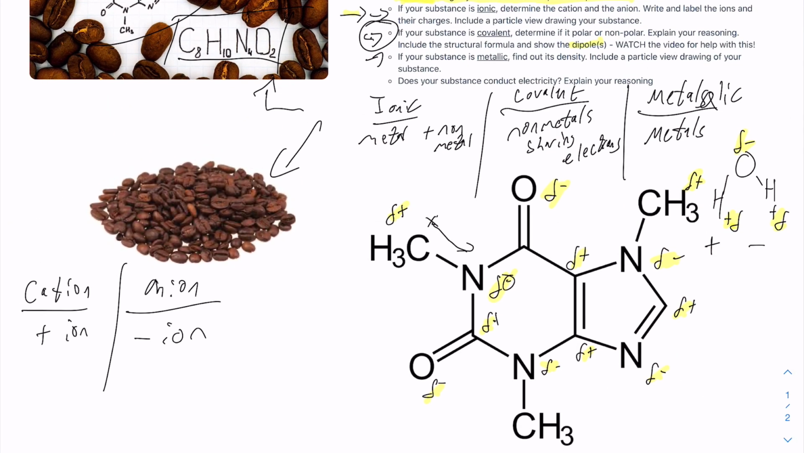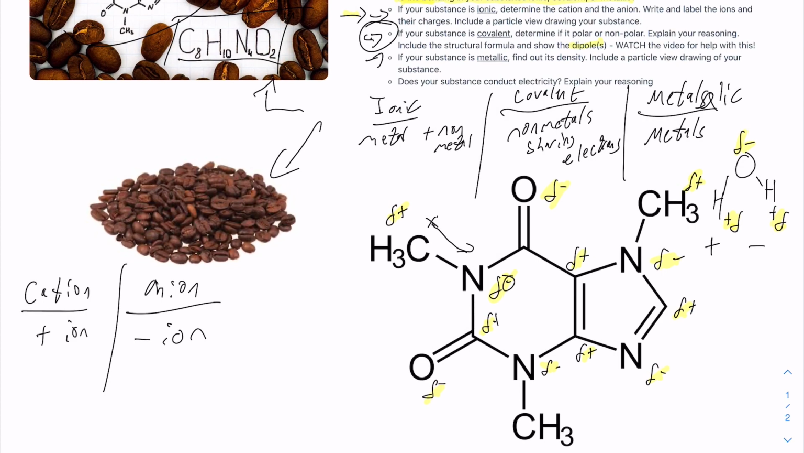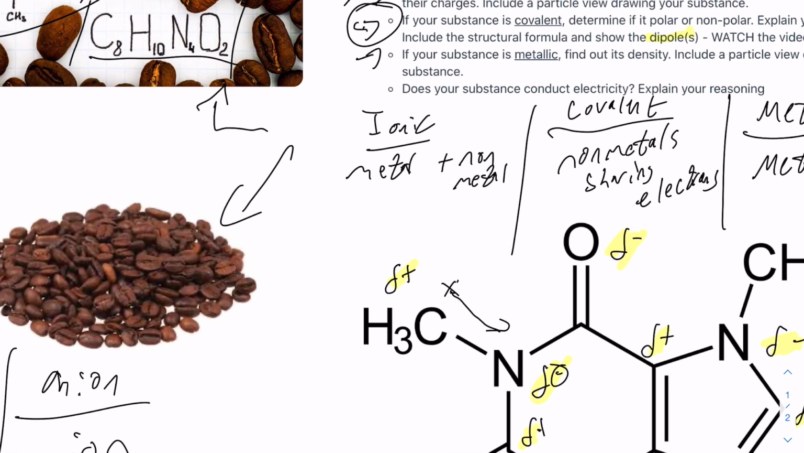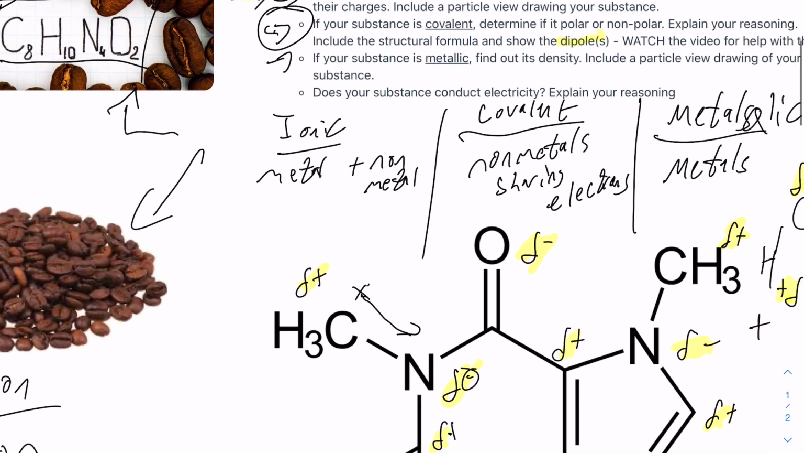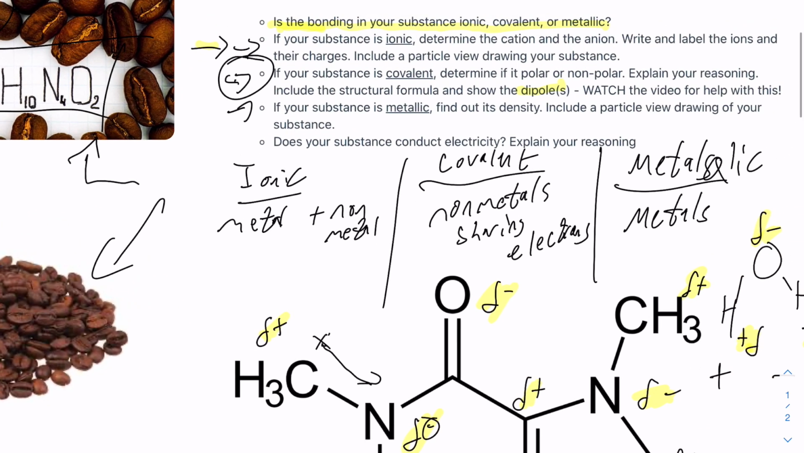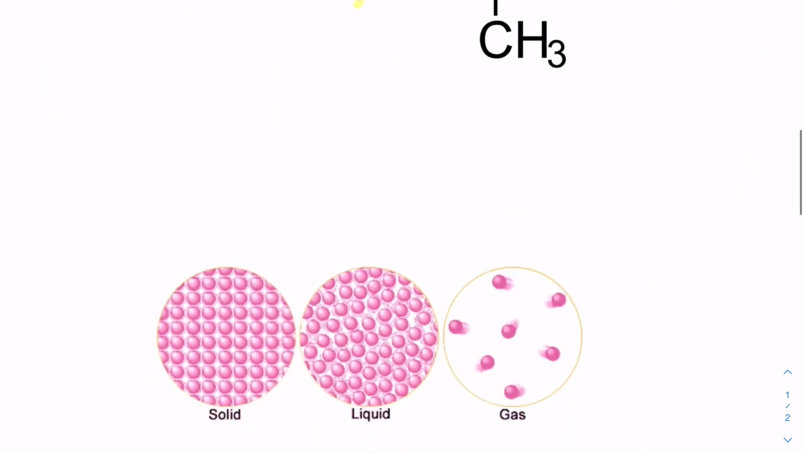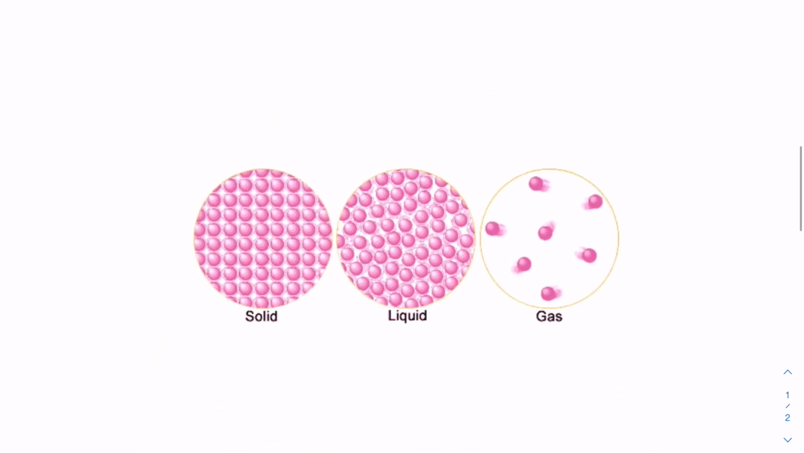And then if your substance is metallic, for the last one, if you have a metallic toxic substance, find out its density, include a particle view drawing of your substance. And so for that, these are just 3 examples of particle views. If you have a really dense toxic substance, you're going to want to draw something similar to this solid. If you have a gas substance, it's going to look something more like that.